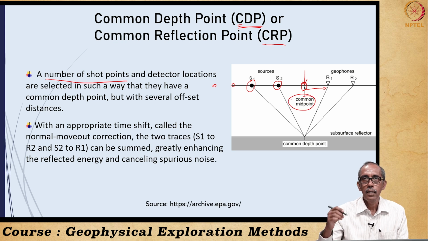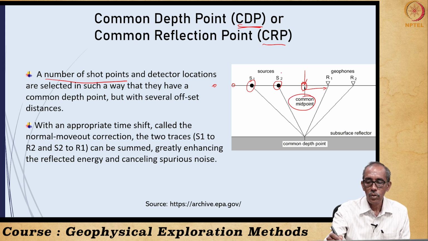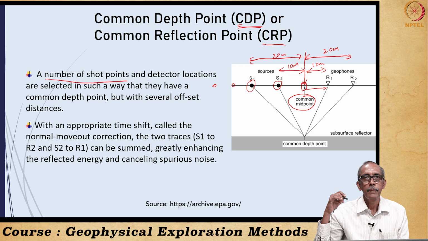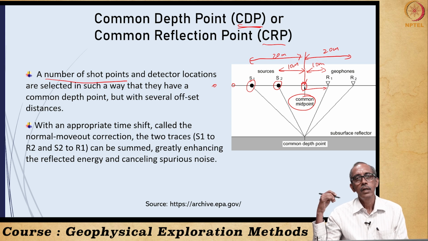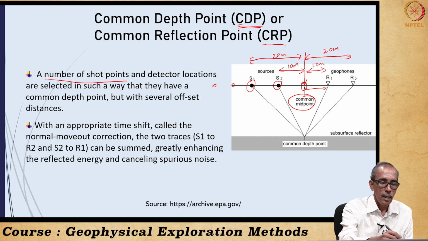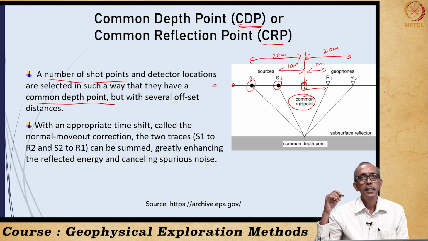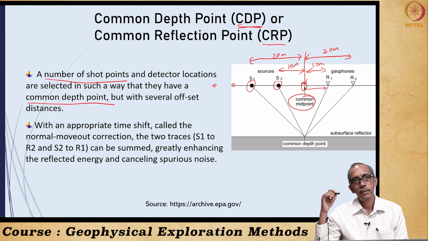Common midpoint. We place the source here. If it is at 10 meters, for example, the receiver is also at 10 meters. Then the next source location is, let us say, 20 meters. On the other side we have receiver 2 at 20 meters. This is how we do the survey, and that type of seismic reflection survey is known as CDP.